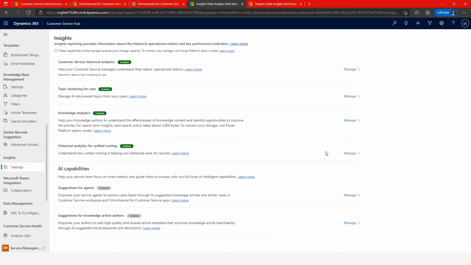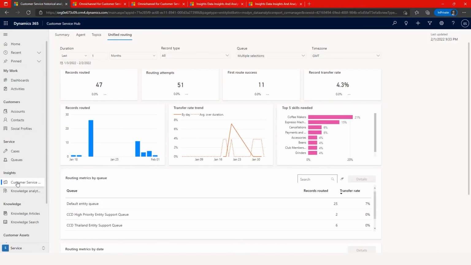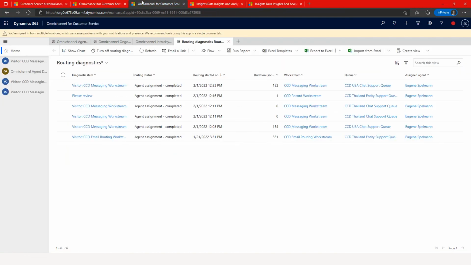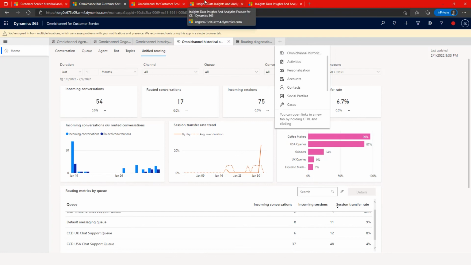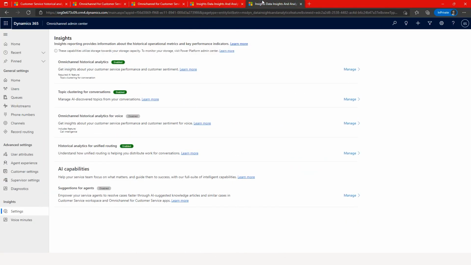Similarly, when you turn this on, this report you can access either in CSH like how I showed over here, or you can go in CSW, customer service workspace, and there also you can access these reports. Like in this drop down, you will be able to access customer service historical analytics also in CSW. For Omni-channel, you need to log into Omni-channel Admin Center app, and once you go there, you will also find the similar setting called Insights, where the setting page is hosted.